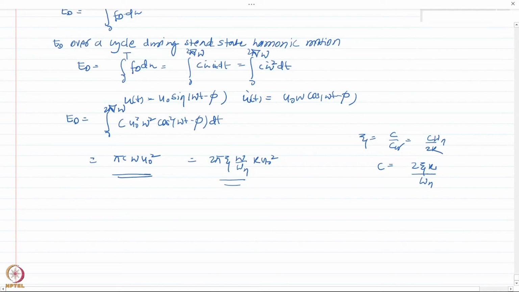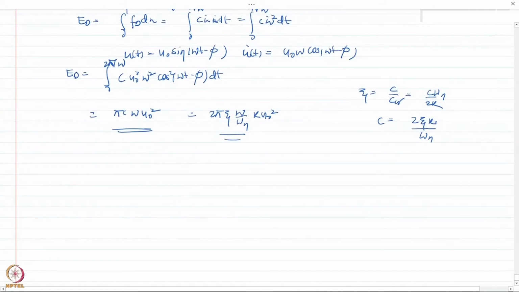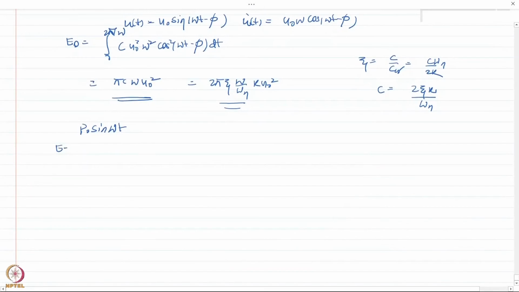Now, remember that it is a forced harmonic motion, so even at steady state I am basically inputting energy into the system, through p naught sine omega t. And I want to see where that energy is going. So let us find out how much energy is being input into the system during steady state. I can find that over a cycle, which is 2 pi by omega.